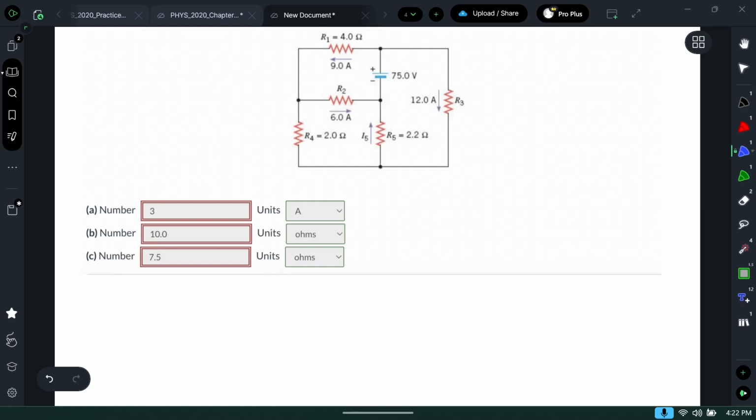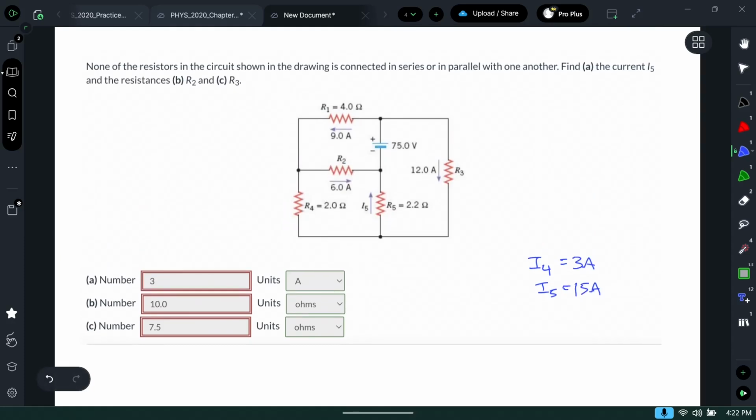All right, so I'm just going to note that I4 we found was 3 amps, I5 is 15 amps. And then the question for B and C is what are R2 and R3? So for this, if they're asking about resistances, that doesn't show up in the junction rule. It's only about currents. So if I want to find these resistances, I've got to move on to the loop rule.